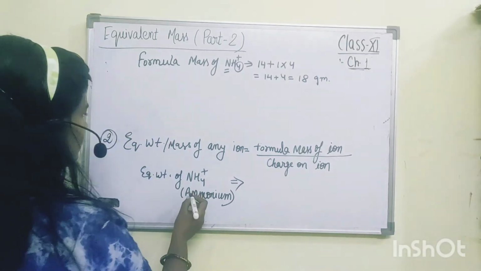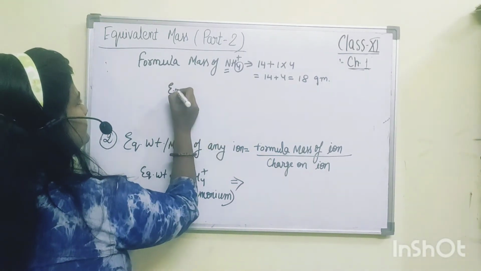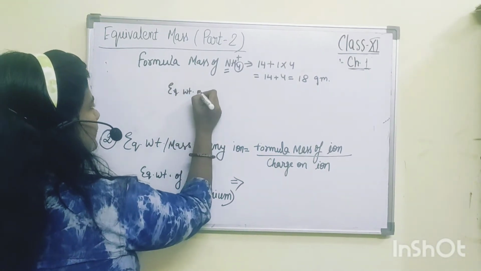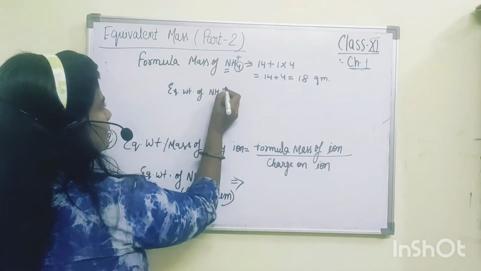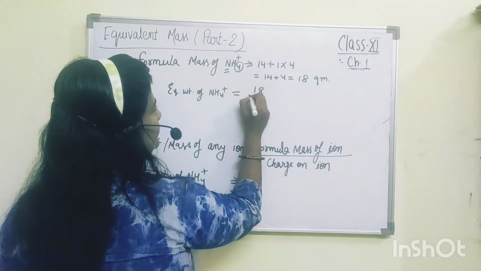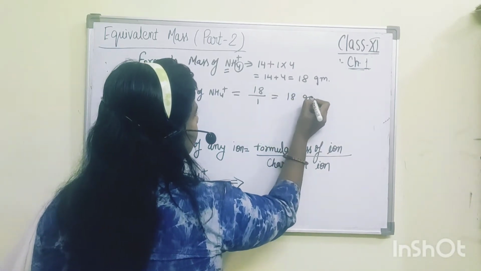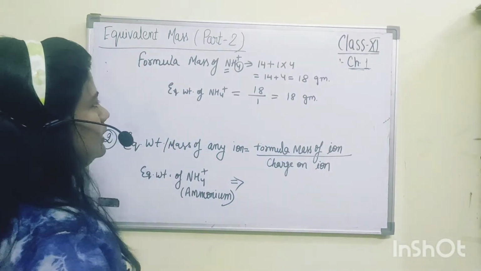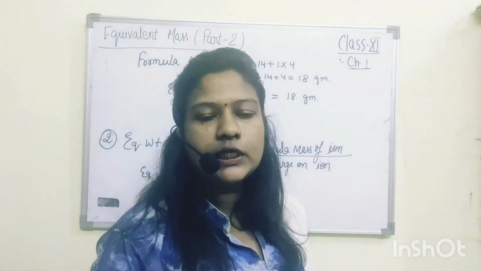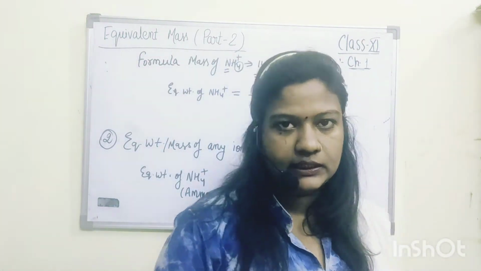Correct. So the equivalent weight of NH4 plus will be equal to 18 divided by plus 1, that is 18 gram. Correct? Just like this, we can calculate the equivalent weight of the sulfate ion.